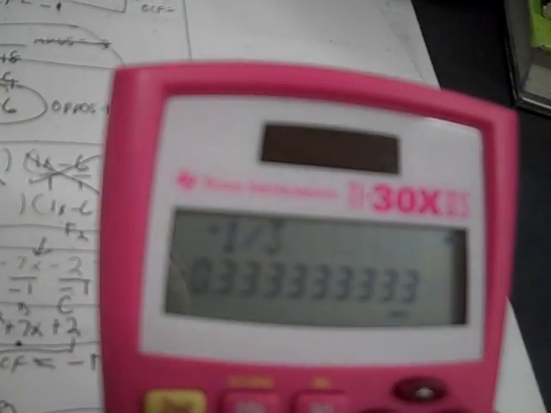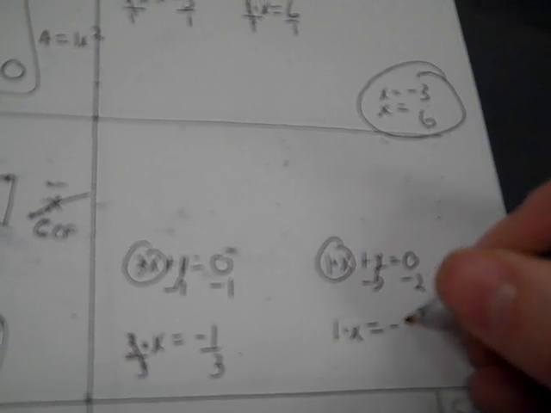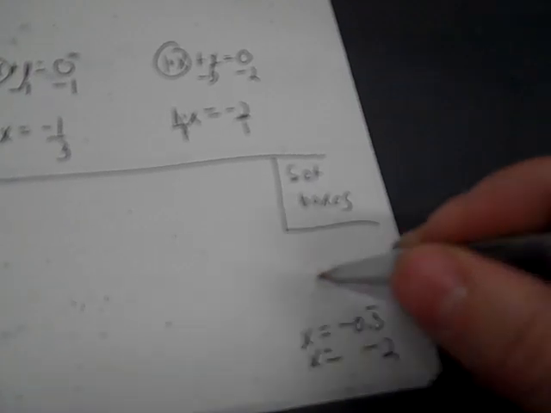So 3x plus 1 could equal 0, or 1x plus 2 could equal 0. So we dot our x's. And I'm minus 1. Okay, 0 minus 1 is negative 1. So 3 dot x equals negative 1. Then I divide by 3. And negative 1 divided by 3 is negative 0.3 repeating. Okay, then I'm minus 2, and that's negative 2. Then I divide by 1, which keeps it at negative 2. So there's my 2 answers.